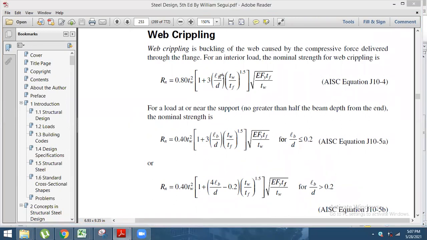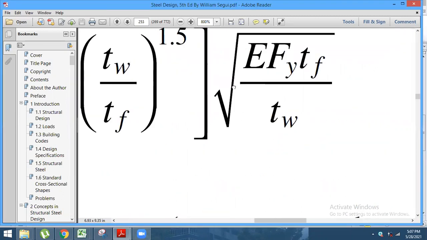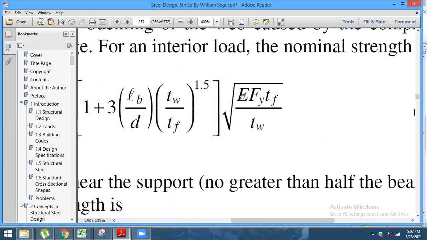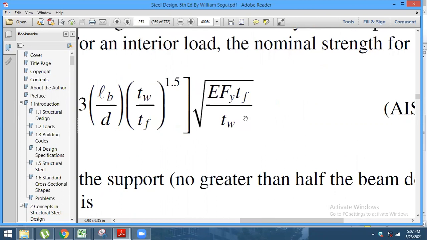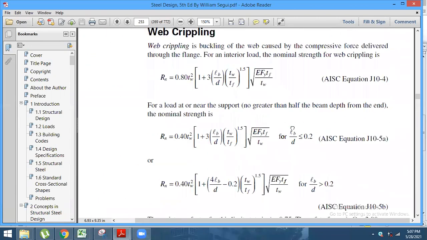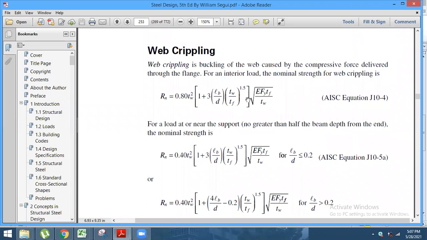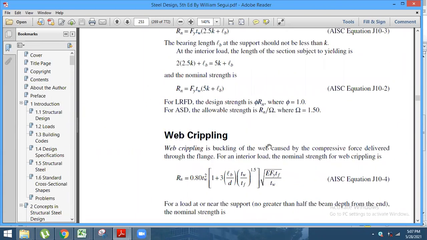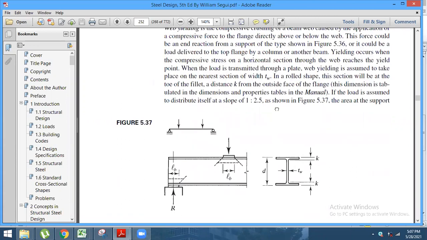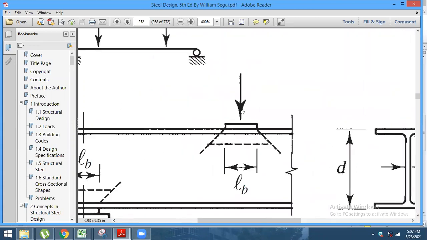Yung LB natin, length ng bearing, divided by the total depth of the beam, yung nakapatong, times thickness of the web divided by thickness of the flange raised to 1.5 times square root of modulus of elasticity of the steel, times Fy times Tf over by Tw. That is for interior load, wherein ito ay ginagamit pag yung chin-check natin is yung nandito na part.